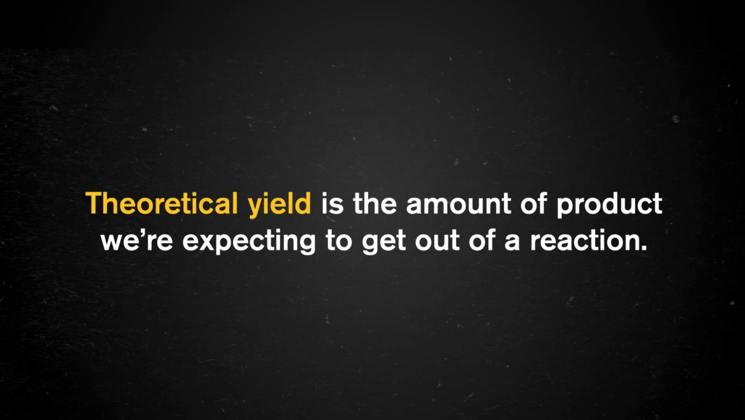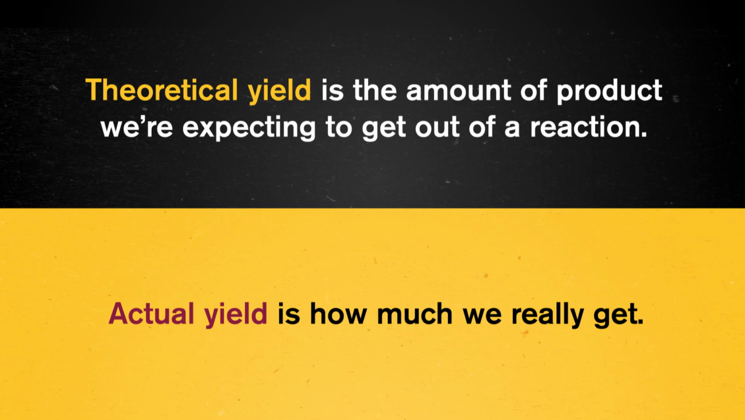At this point in the series, we already know the general difference between theoretical and actual yield. As a refresher, theoretical yield is the amount of a product we're expecting to get out of a reaction, and actual yield is how much we really get. But we still need to know how to calculate theoretical yield because in the examples we've done so far, those numbers have already been given to us.